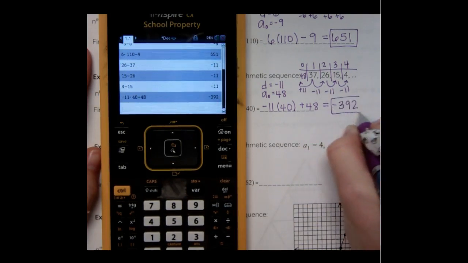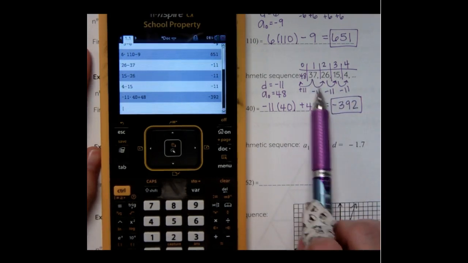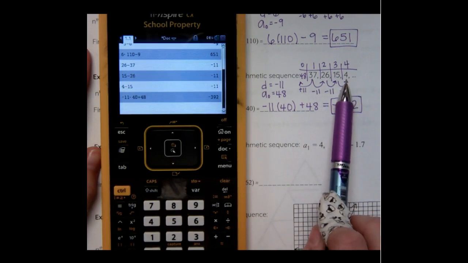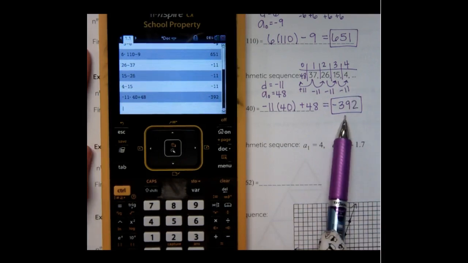392. So if we look at our common difference, we know that we're subtracting every time. So at this point, we're pretty close to 0. If we got another one, our next term would be in the negatives. So I think it makes sense for us to have a really big negative number here.